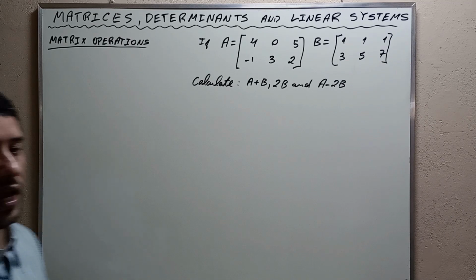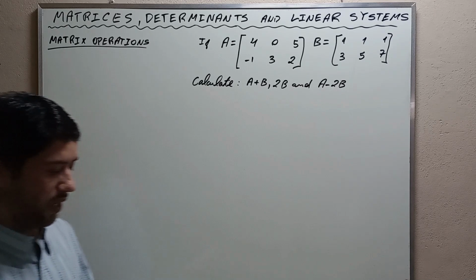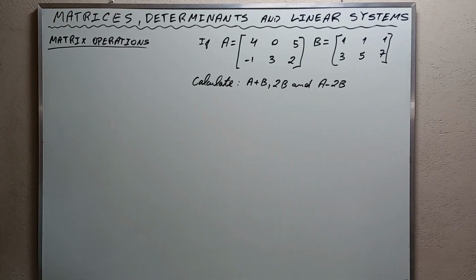Addition and scalar multiplication. If A and B are m by n matrices, the sum of A and B will be a matrix which has the same number of rows and columns as A and B, and is computed by adding the corresponding elements of A and B. If R is a scalar and A is a matrix, the scalar multiplication RA is the matrix whose elements are R times the corresponding elements of A.